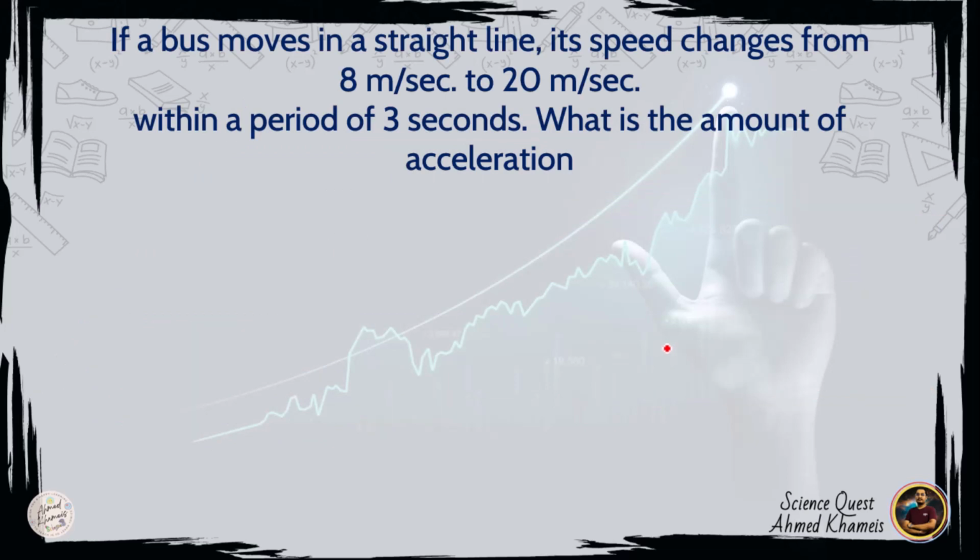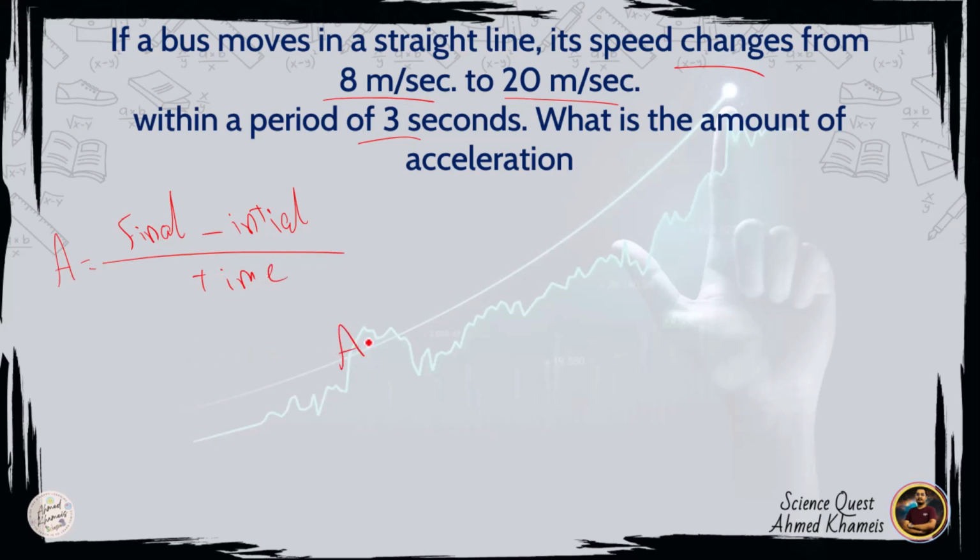So if a bus moving in a straight line, its speed changes from 8 meters per second to 20 meters per second within a period of 3 seconds, what is the amount of acceleration? So acceleration equals final speed minus initial speed over time.